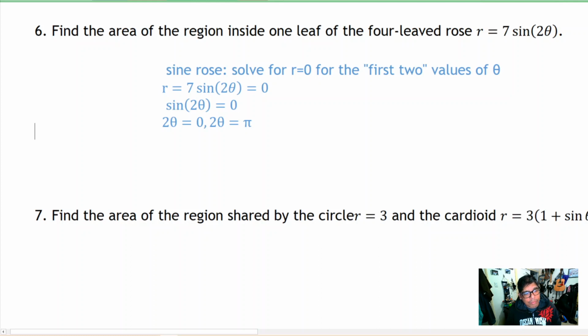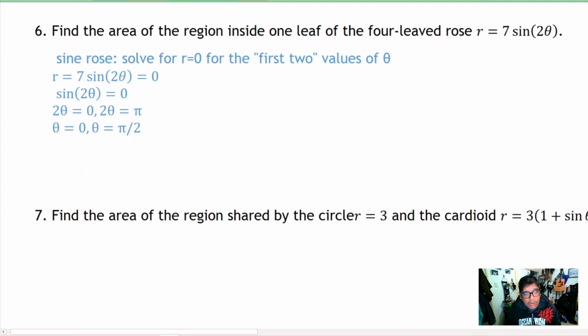In turn, sine of 2 theta is going to be equal to 0 when the angle 2 theta equals 0 and pi. Now this first solution, 2 theta equals 0, solves out to theta equals 0, which is always going to be the case. So the lower angle here is always going to be 0. But the upper angle, 2 theta equals pi, that's going to happen when theta equals pi over 2. So we've done it. We have our two angles for the first leaf of the four-leaved rose.